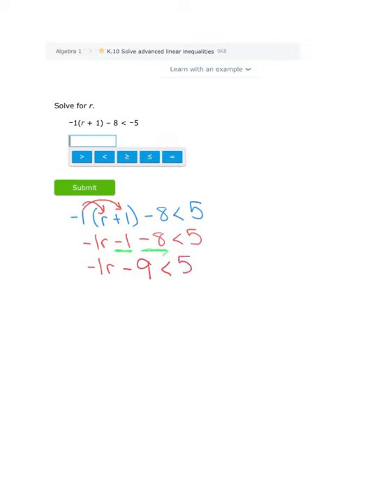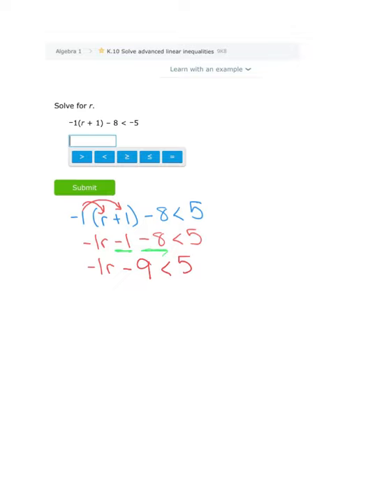Step 3 says add or subtract to get all the variables on one side. Well, we only have variables on one side, so we don't need to do that. Number 4 says add or subtract to get all the constants on the other side. So now we're going to try and get all the constants away from the R. The constants are numbers without a letter, numbers without a variable.